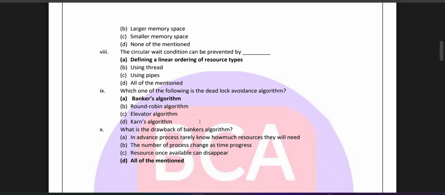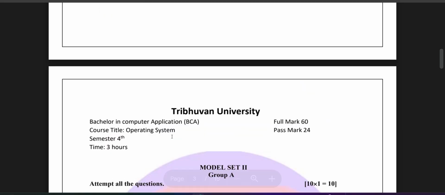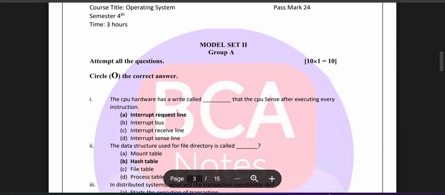What are the drawbacks of the banker's algorithm? In advance, processes rarely know how much resources they would need. The number of processes changes as time progresses. Resources once available can disappear. All of the mentioned. Then model set 2: the CPU hardware has a wire called interrupt request line that the CPU senses after executing every instruction.